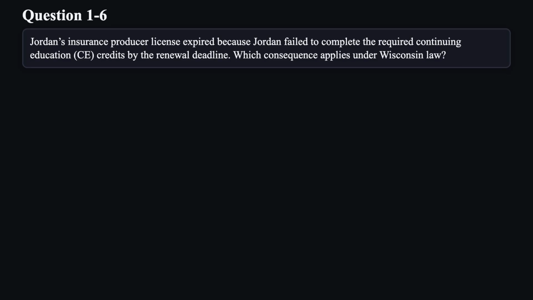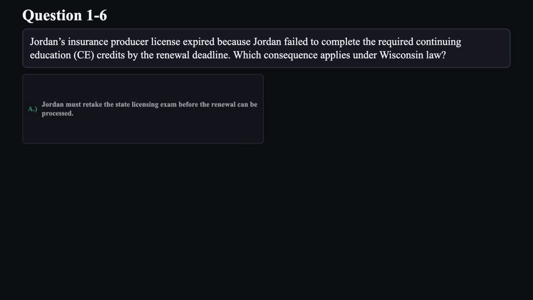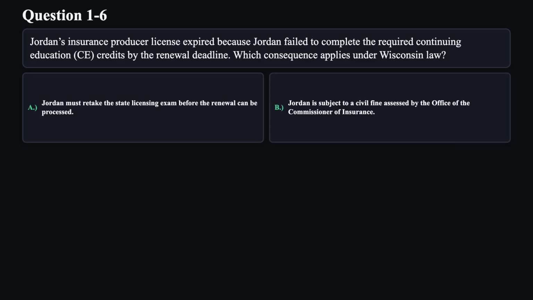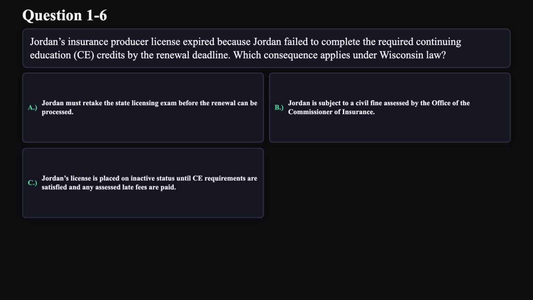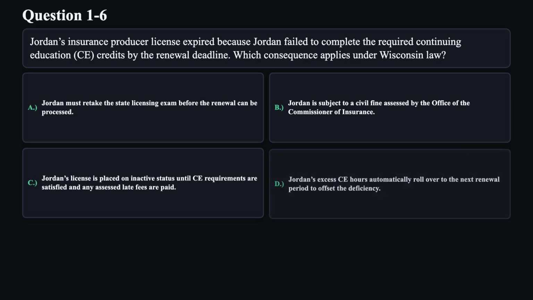Question 6. Jordan's insurance producer license expired because Jordan failed to complete the required continuing education (CE) credits by the renewal deadline. Which consequence applies under Wisconsin law? A. Jordan must retake the state licensing exam before the renewal can be processed. B. Jordan is subject to a civil fine assessed by the Office of the Commissioner of Insurance. C. Jordan's license is placed on inactive status until CE requirements are satisfied and any assessed late fees are paid. D. Jordan's excess CE hours automatically roll over to the next renewal period to offset the deficiency.